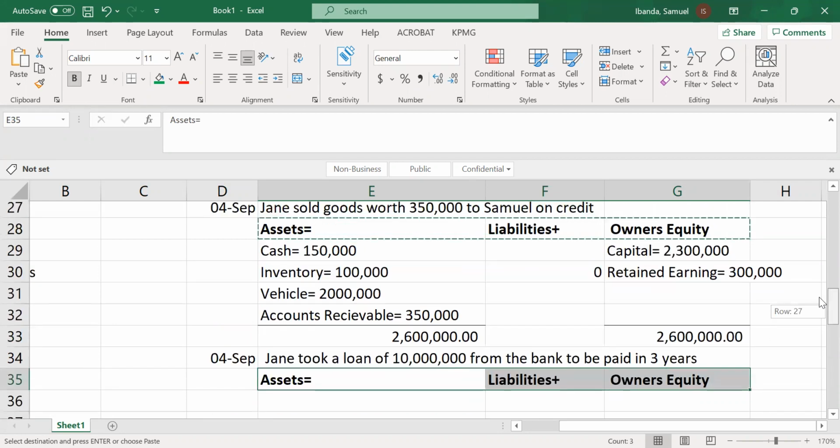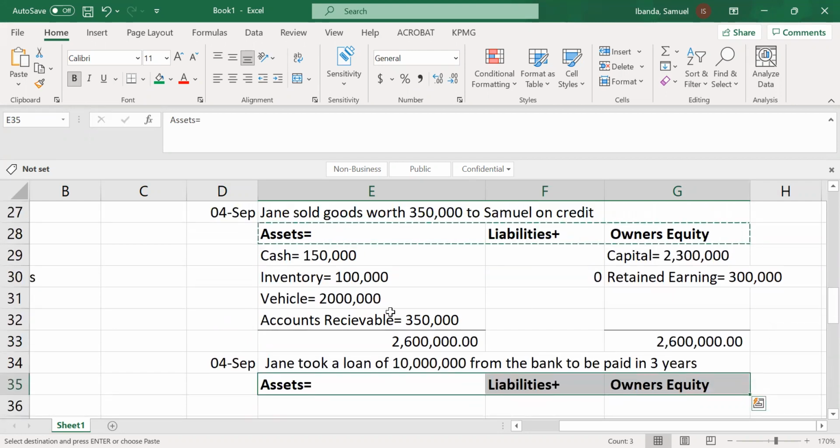And I'm now going to ask myself, this 10 million loan from the bank, does it have any asset in it? Does it have a liability? Does it have owner's equity? Now, it doesn't have an owner's equity because we are not seeing an amount of money being contributed by the owner.